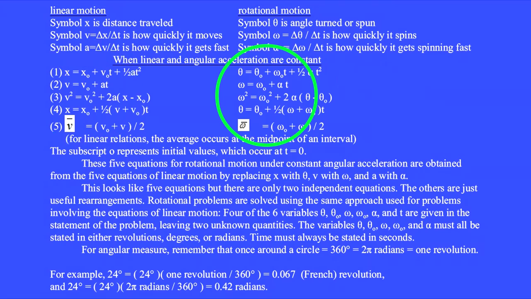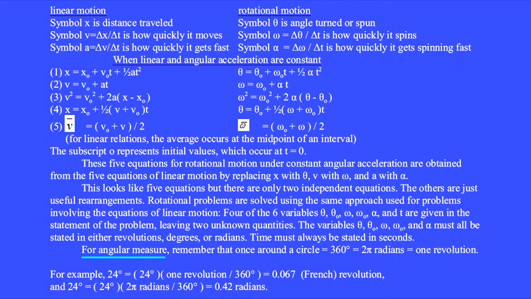Rotational problems are solved using the same approach used for problems involving the equations of linear motion. As you read a homework problem, you'll fill in 4 out of 6 of these quantities, identify the two unknown quantities, and then look for an equation that's usable because it contains a single unknown quantity. The variables theta, omega, and alpha must all be stated in either revolutions, degrees, or radians. Time must always be stated in seconds.